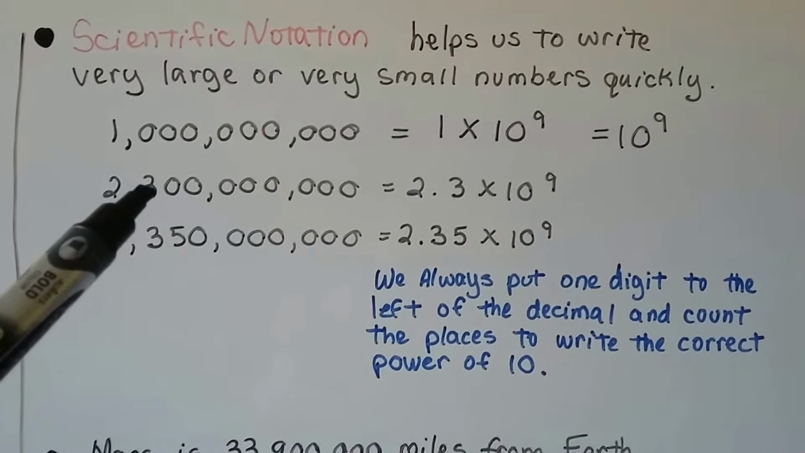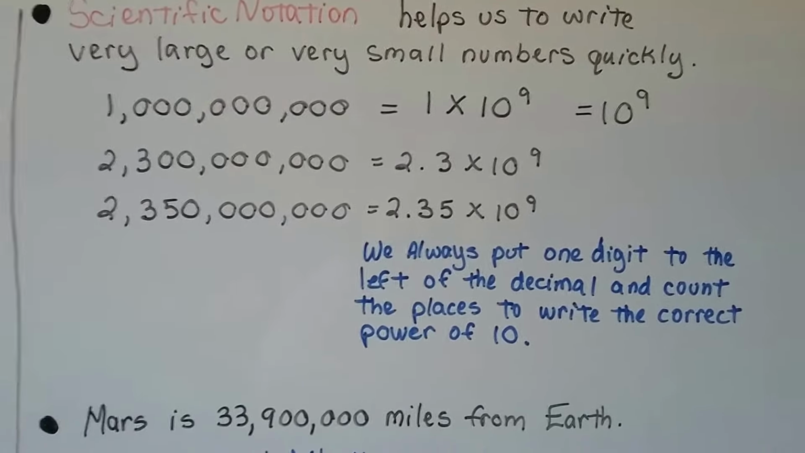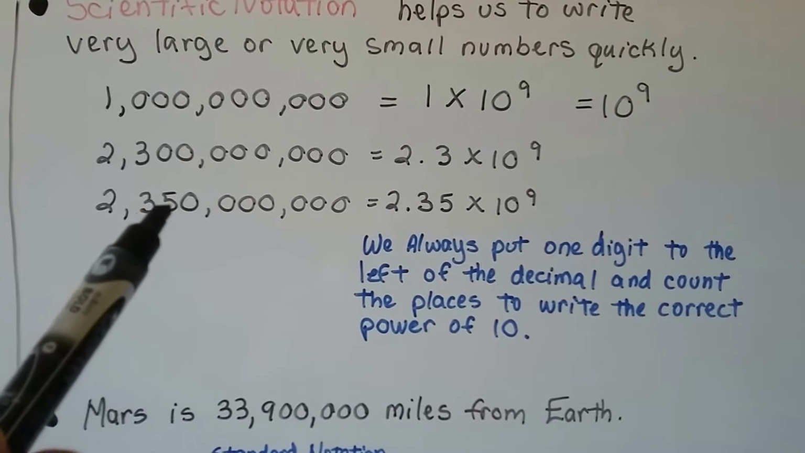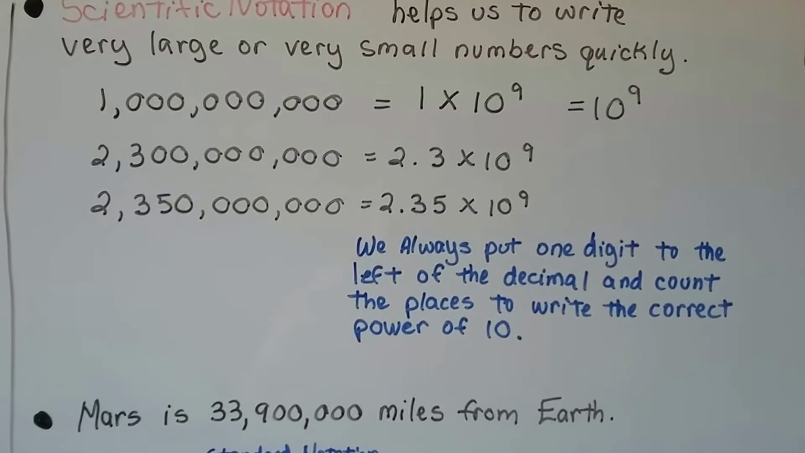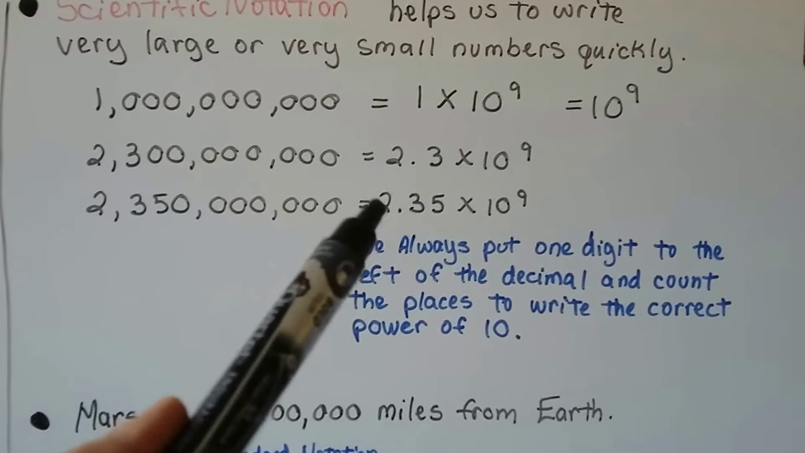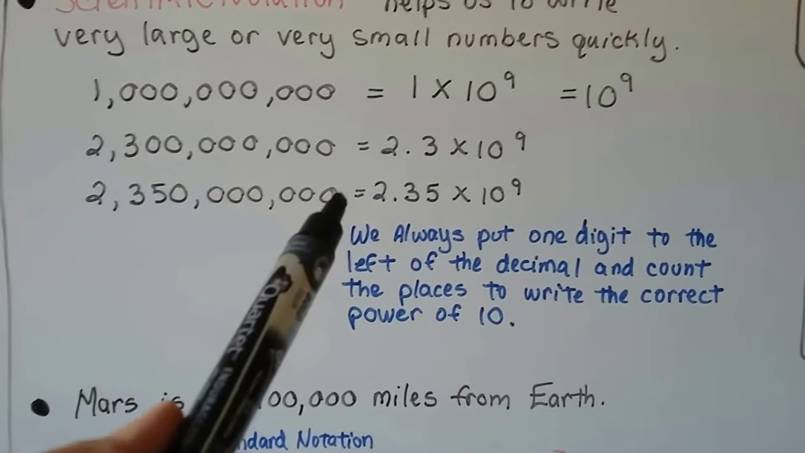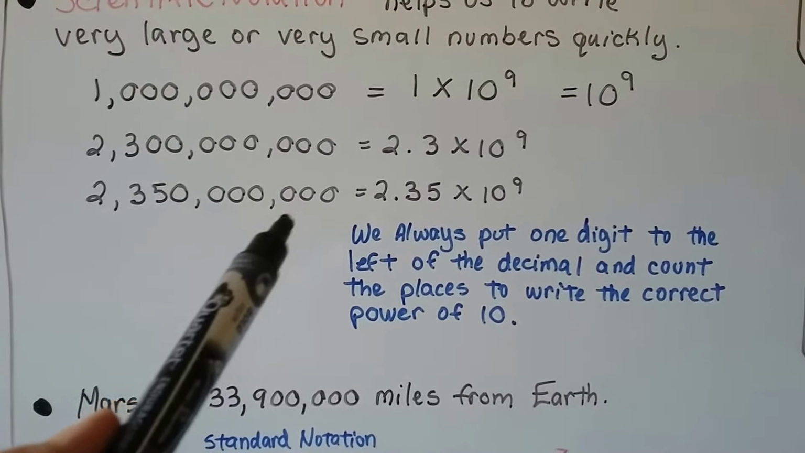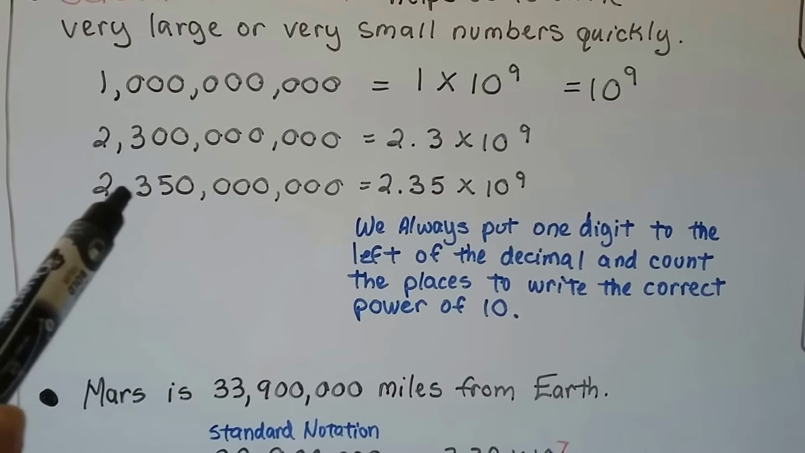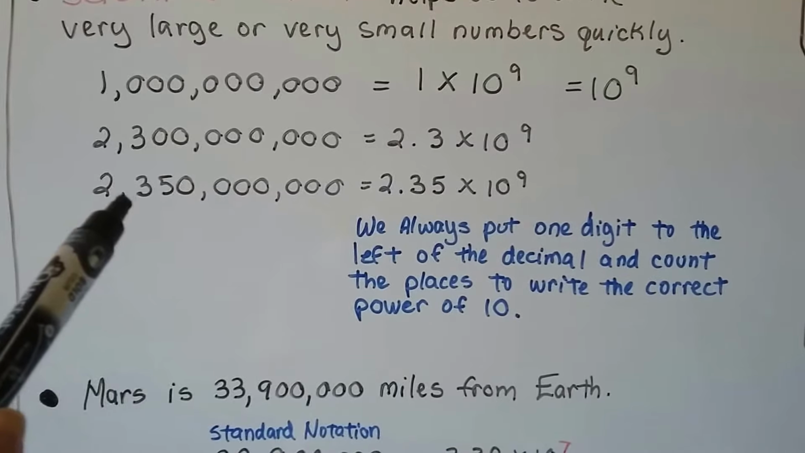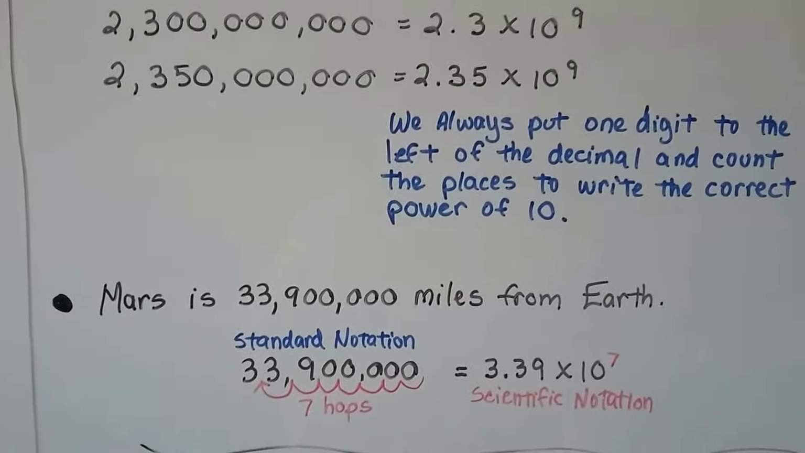If we have 2,300,000,000, we can just write 2.3 times 10 to the 9th. If we have 2,350,000,000, we can just write 2.35 times 10 to the 9th. We always put one digit to the left of the decimal and then count the places to write the correct power of 10. So we count the hops. 1, 2, 3, 4, 5, 6, 7, 8, 9. So we know it would be 2.35 times 10 to the 9th. See that?